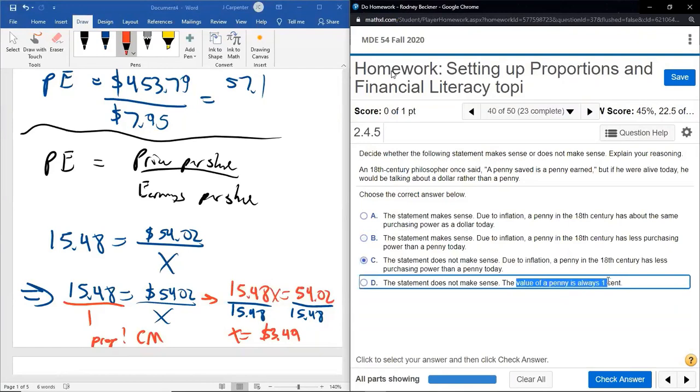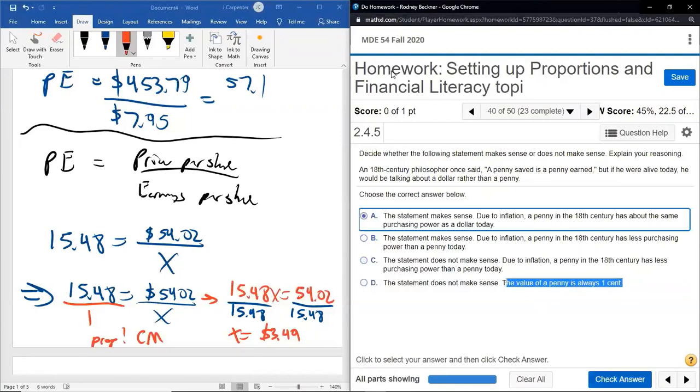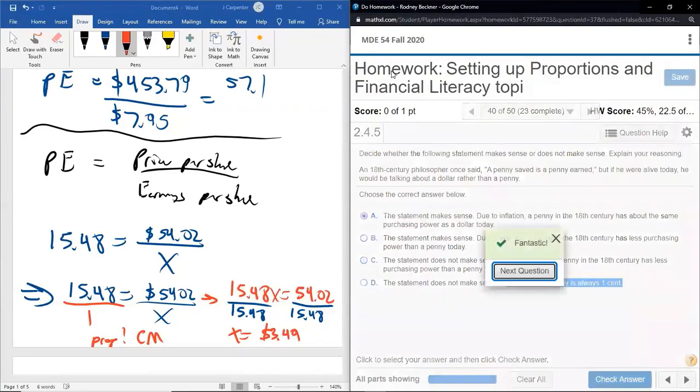The value of a penny is always 1 cent. Okay, yes, the value of a penny is always 1 cent, but inflation causes the value of that penny to change over time, to be able to buy you a loaf of bread initially, and then no longer be able to buy you a loaf of bread. It seems like A was the only answer that made any kind of sense. Maybe it was C, maybe it was B, but it was A.